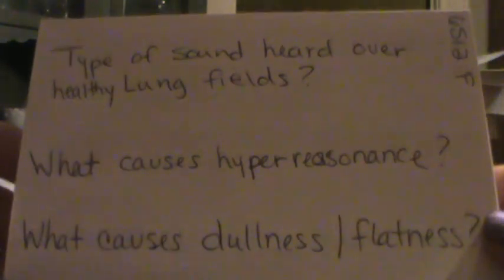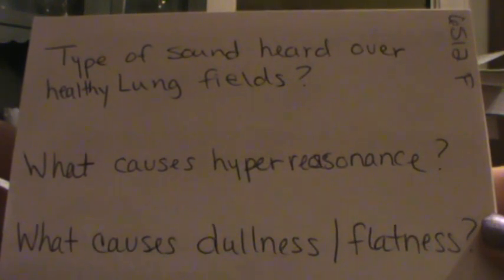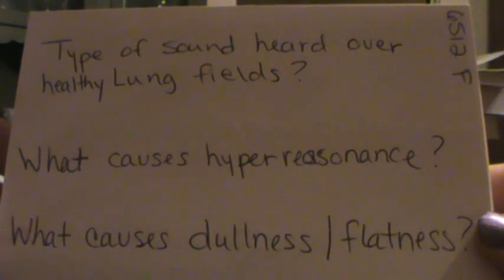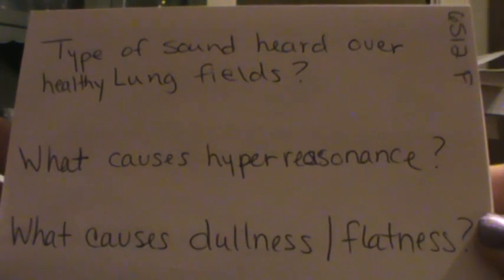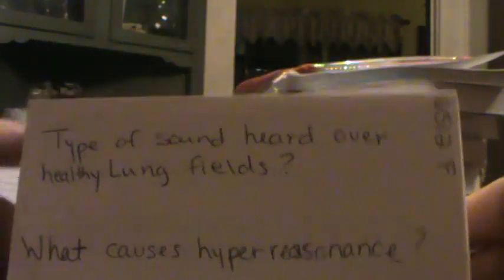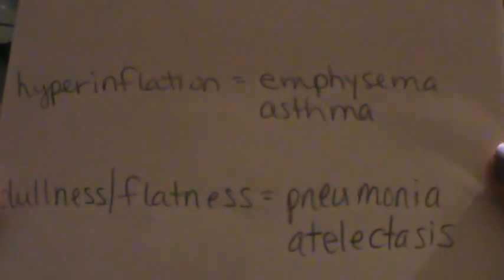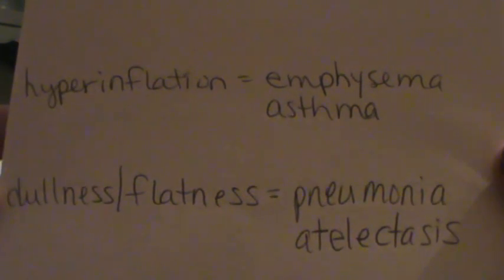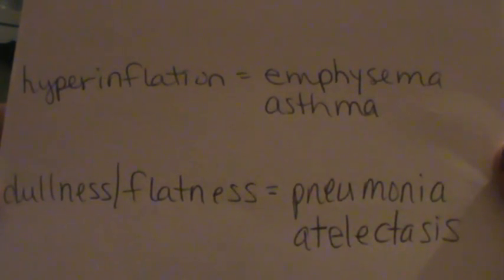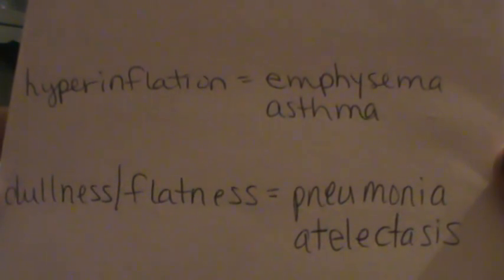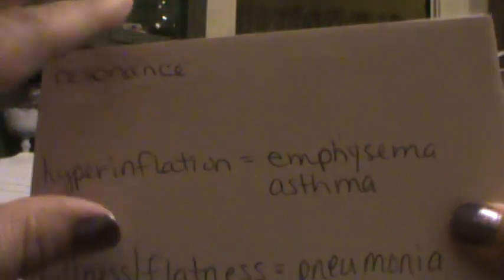How would you describe the sound heard over a healthy lung field? What causes hyperresonance? What causes dullness or flatness? So I would expect to find resonance over lung tissue. Hyperresonance can indicate hyperinflation, which occurs with emphysema and asthma. Dullness and flatness over a lung field could indicate pneumonia or atelectasis.